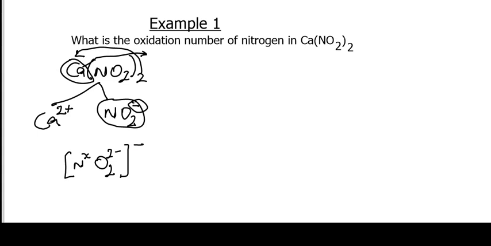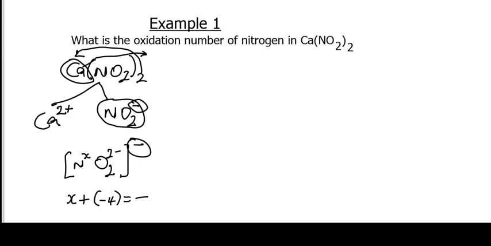So finally, we have one N here. 1 times x should give us x, because it said the sum of the charges. So 2 times -2 for the oxygen should give us -4. Everything will equal this negative sign, which is -1 here. So everything should give us -1.